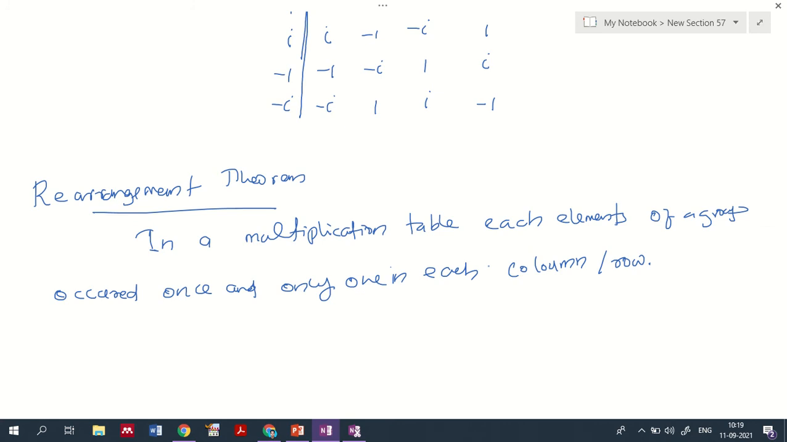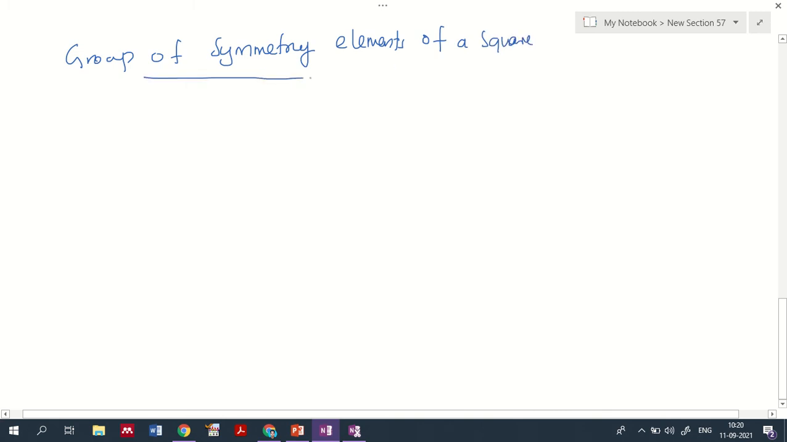So let me introduce you here another group of symmetry elements. Okay, so that is about group of symmetry elements of a square. Group of symmetry elements of a square, which is also called the C4V group. Such type of group we call the C4V group, group of symmetry elements of a square.